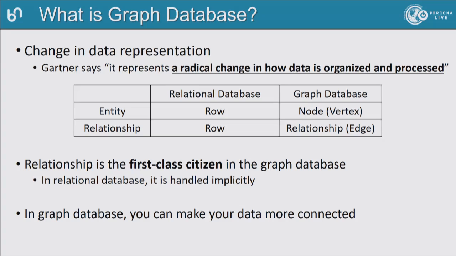But the graph model uses nodes and relationships rather than rows and tables. The relationship is the first-class citizen in the graph database. This is the biggest difference of the graph database. Relationships are explicitly managed and handled directly by the database engine. In the graph database, you can create nodes and relationships explicitly, and you can query in terms of them. So you can make your data more connected, and the management of the connected data becomes much easier in graph database.